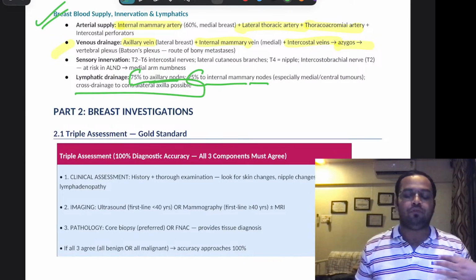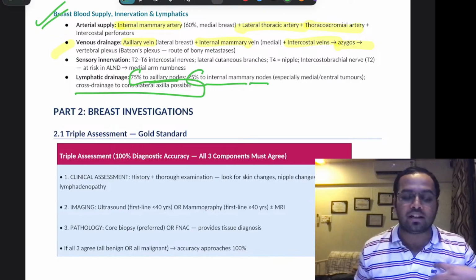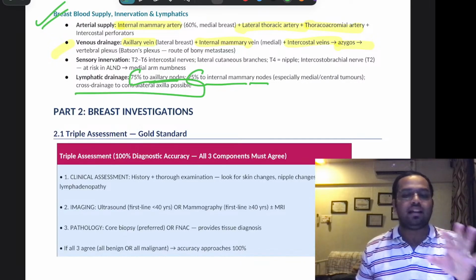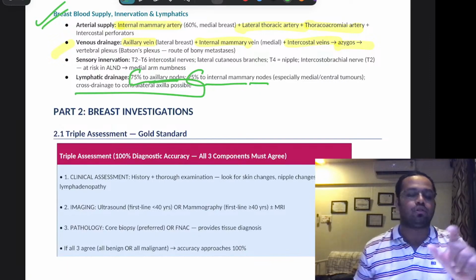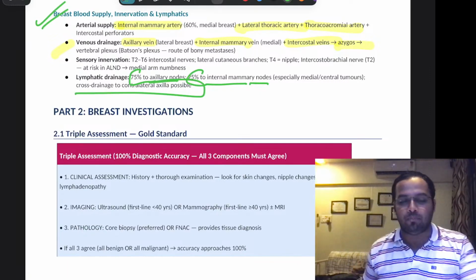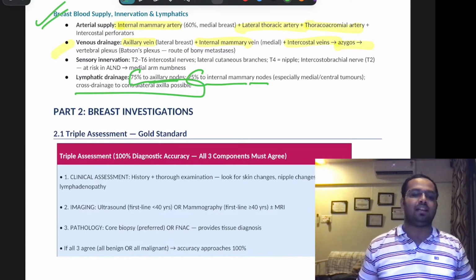So lump is always felt. Whenever you can see the protuberance over the body, it is considered to be a swelling. Whenever there is no protuberance, but when you palpate, you can feel something, that is called a lump. So lump and swelling, very important clinical distinguishing point when you are answering in your vivas.